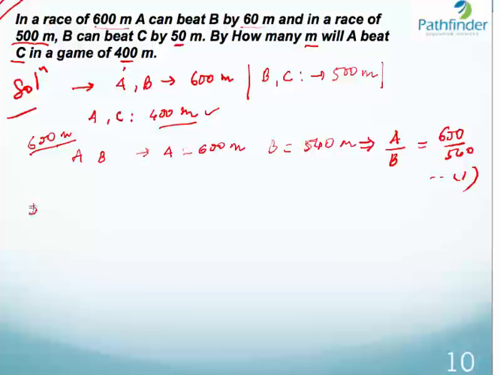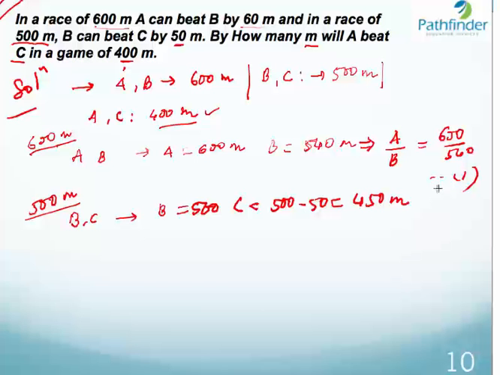Then we have another race that is a race of 500 meters, and this race is between B and C, and here B wins, and therefore when B reaches 500 meters, C will be 50 meters behind. So 500 minus 50, that is, C is at 450 meter mark. So this gives us B by C is equal to 500 upon 450.